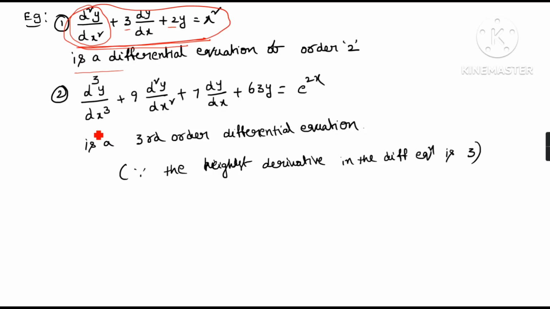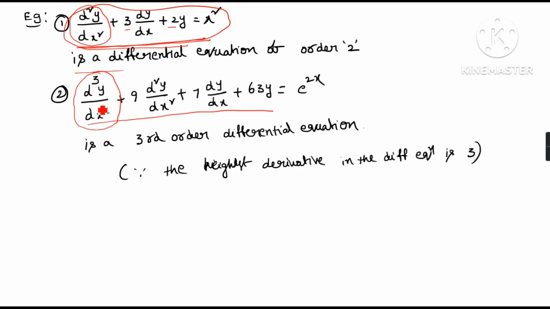Now coming to the second example, d cube y by dx cube plus 9 into d square y by dx square plus 7 into dy by dx plus 63 into y equals e power 2x. So what is the order of this differential equation? It is 3, because the highest derivative in this differential equation is 3. So it is a third order differential equation.